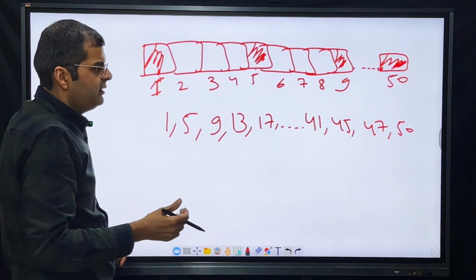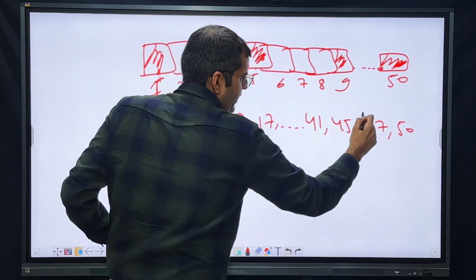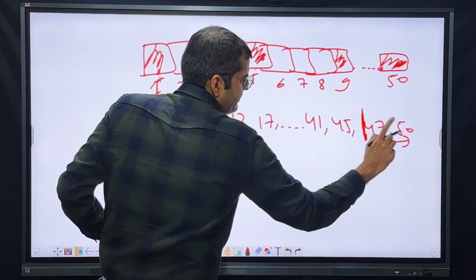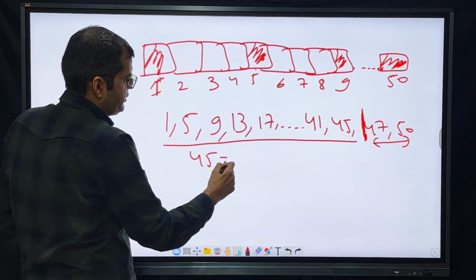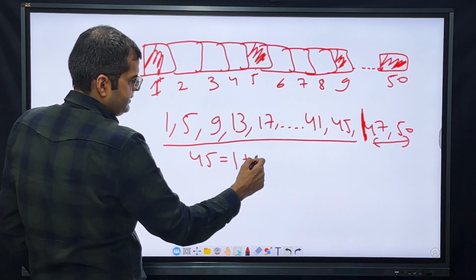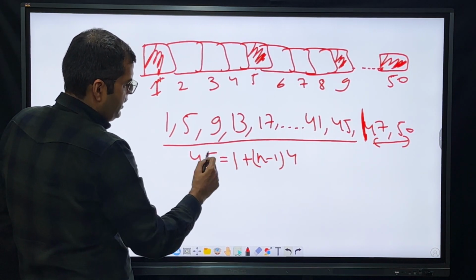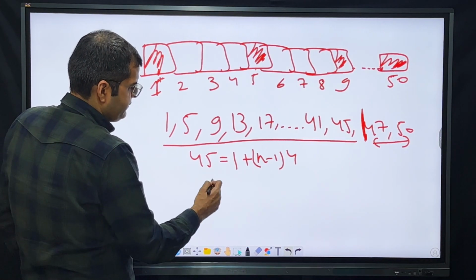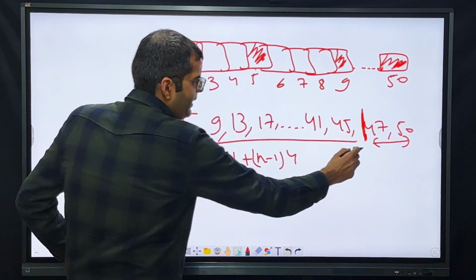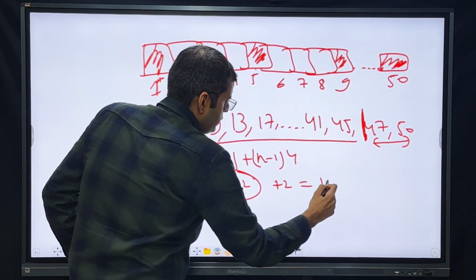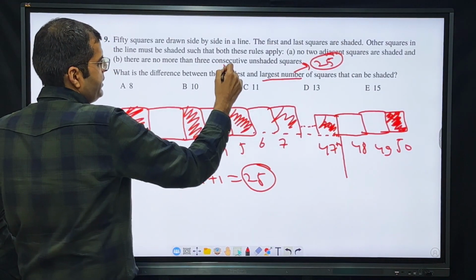This is the least number. So I have to shade at least one of the squares between 45 and 50. Now, how many are there from 1 till 45? Applying the arithmetic progression rule, 45 equals 1 plus n minus 1 into the common difference of 4. 44 by 4 is 11, so n minus 1 is 11, and n comes out to be 12. So 12 here, and 2 of them are here. So 12 plus 2, 14 is the smallest number that has to be shaded.